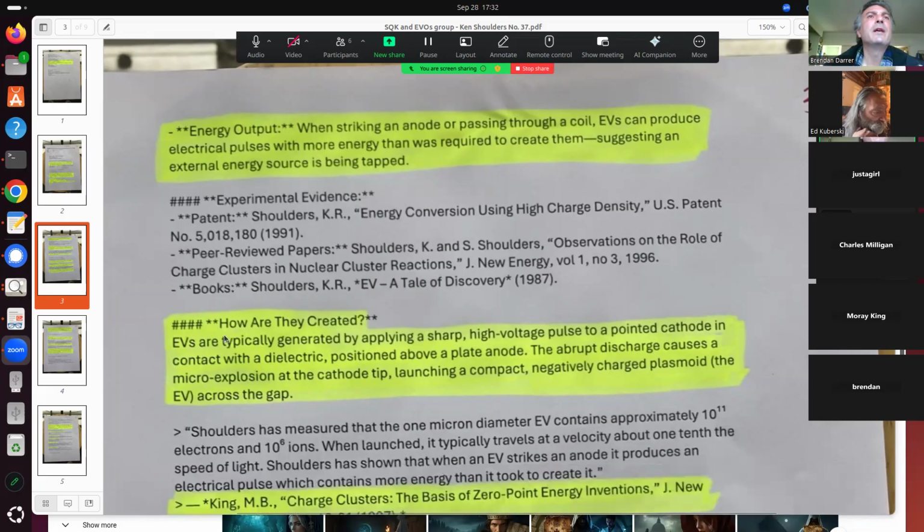How are they created? EVs are typically generated by applying a sharp, high-voltage pulse to a pointed cathode in contact with a dielectric, positioned above a plate anode. The abrupt discharge causes a micro-explosion at the cathode tip, launching a compact, negatively charged plasmoid, the EV, across the gap.